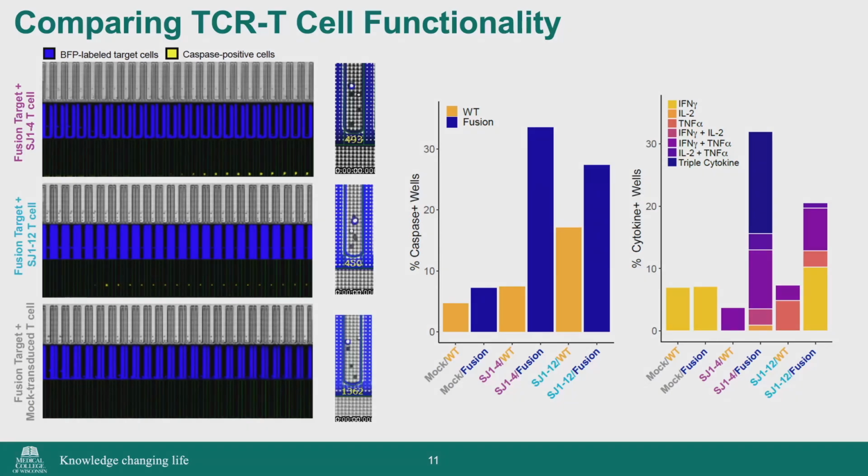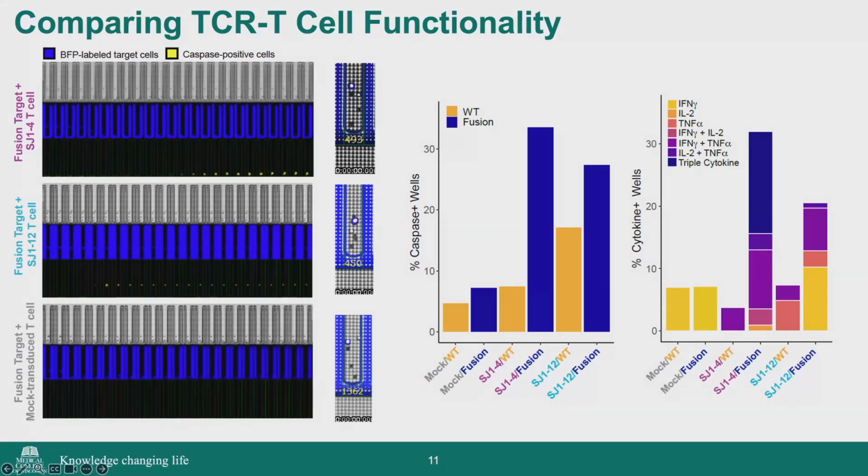And so on the top, you can see this caspase reagent fluoresce in the PE channel once it was cleaved, which is an indicator of cell death. And this was significantly delayed when we utilized the TCR T-cell SJ1-4, but was much quicker utilizing the TCR T-cell SJ1-12. And then we also had our negative control, where we had the fusion target that was expressed, but a mock transduced T-cell to show that there wasn't any non-specific background death of the target cells.